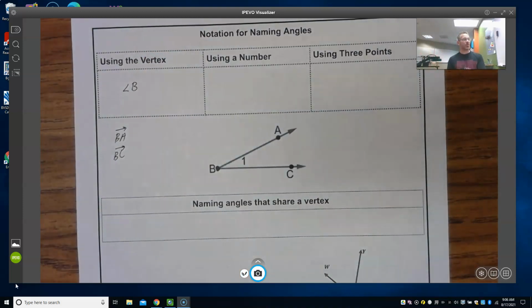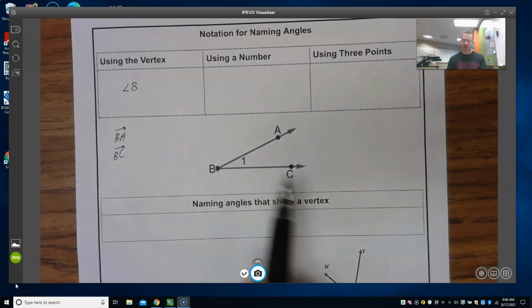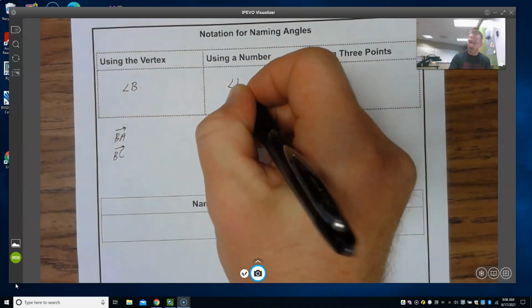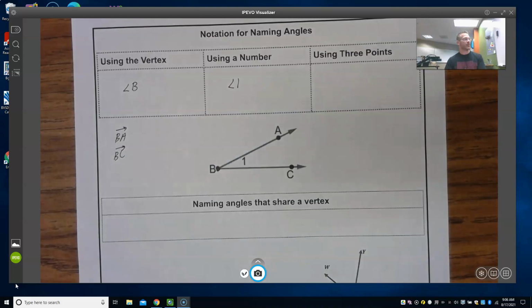Sometimes we might have a number in that angle. So notice there's a 1 here. So I could say, oh, this is angle 1. Okay.